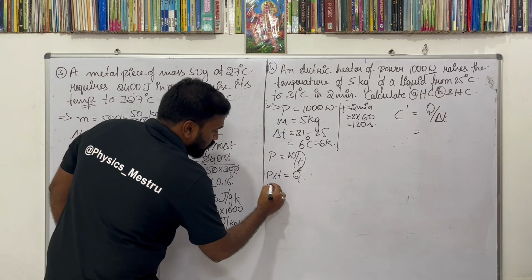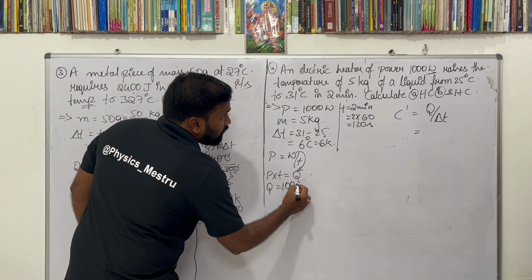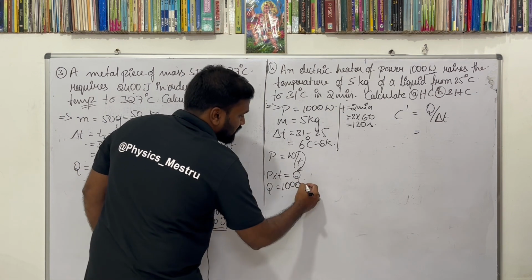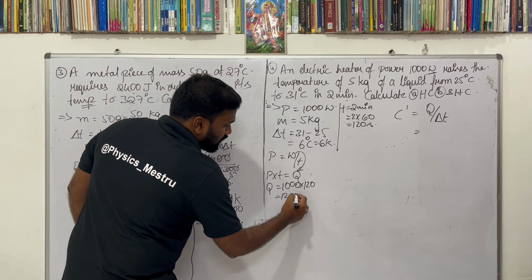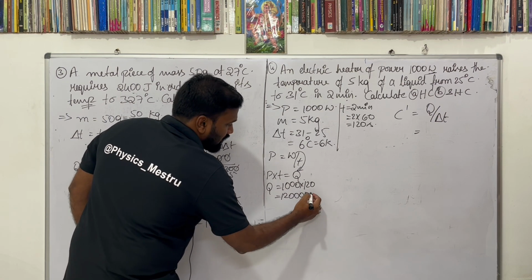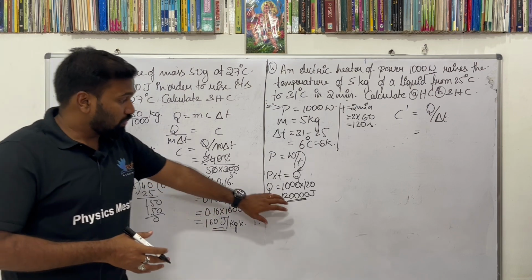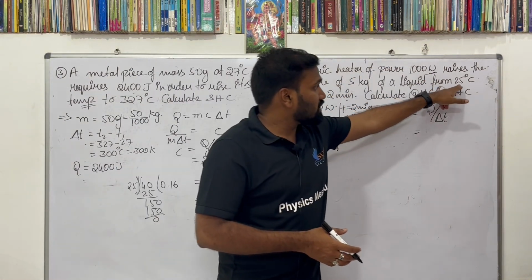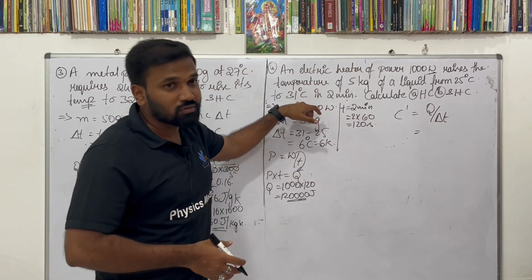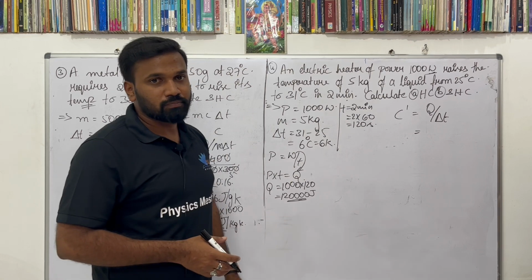So therefore Q is equal to, what is the power? Power is 1000, 1000 into what is the time? That is 120. Which is nothing but 4 zeros, joules. So this is the amount of energy that has been given to the water to raise its temperature from 25 degrees Celsius to 31 degrees Celsius. How much mass of water? 5 kg of water. Clear?